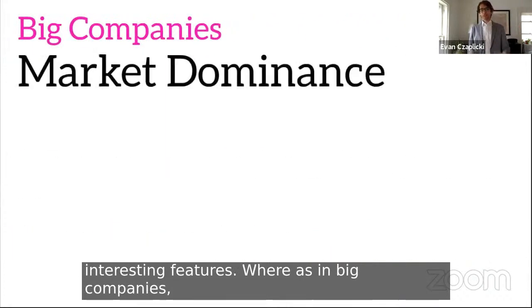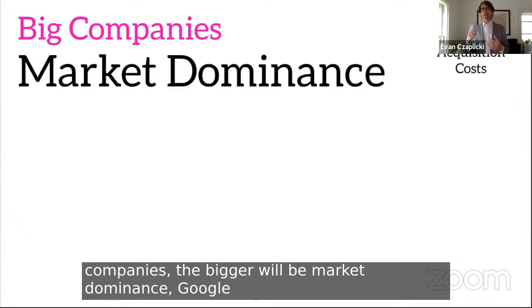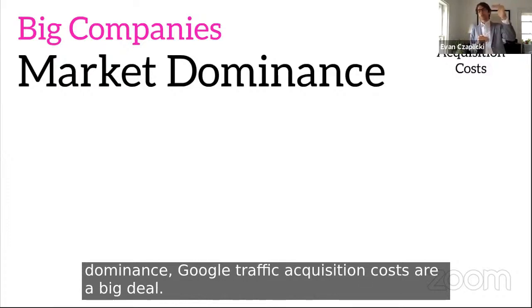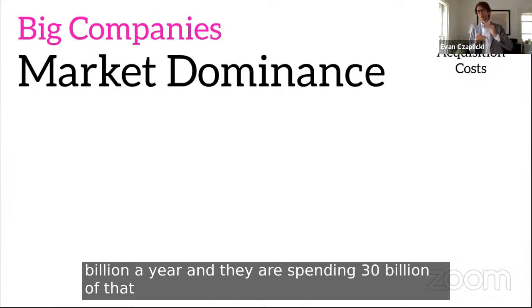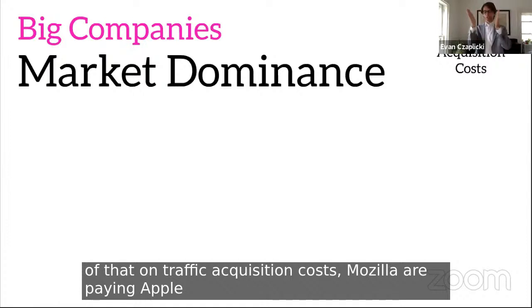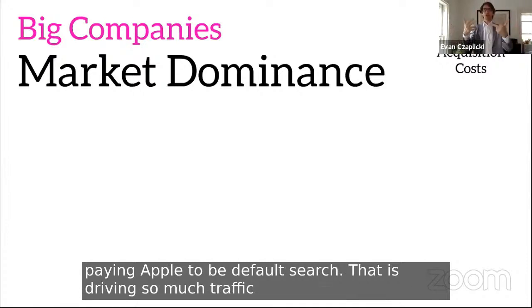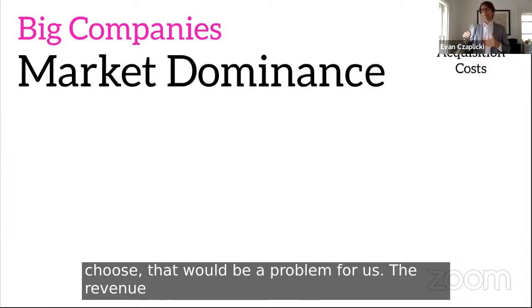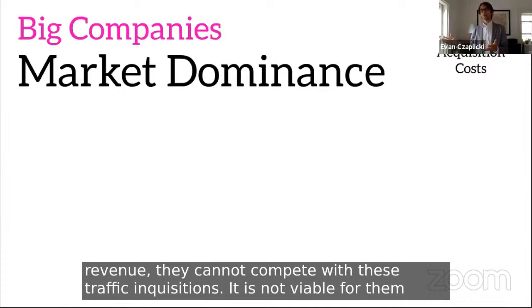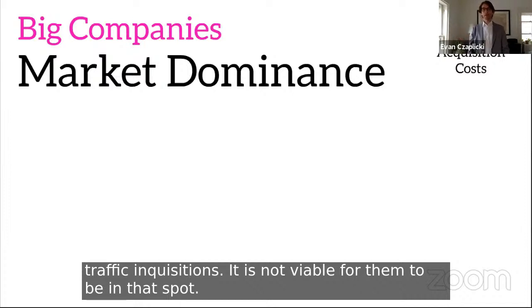Whereas in big companies, a big goal is going to be market dominance. In the case of Google, traffic acquisition costs are a big deal. The revenue they're making is like 130 billion a year, and they're spending like 30 billion of that on traffic acquisition costs, which is essentially paying Mozilla and Apple to be the default search, because that's driving so much traffic that if they were to choose Bing or DuckDuckGo, that'd be a problem for us. And the revenue that Bing and DuckDuckGo have, they can't even compete with these traffic acquisition costs. So it's not even viable for them to be in that spot.